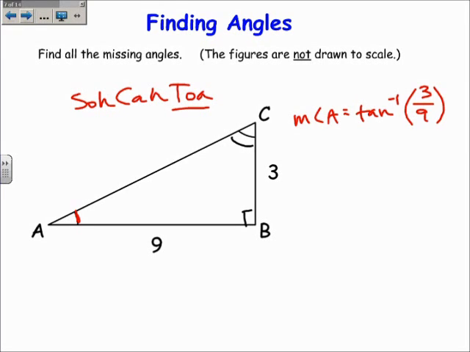So the inverse tangent of opposite over the adjacent, or 3/9, gives the measure of angle A as 18.43 degrees. And if I take that and add it to 90, and take 180 minus that, I will get 71.57 degrees.